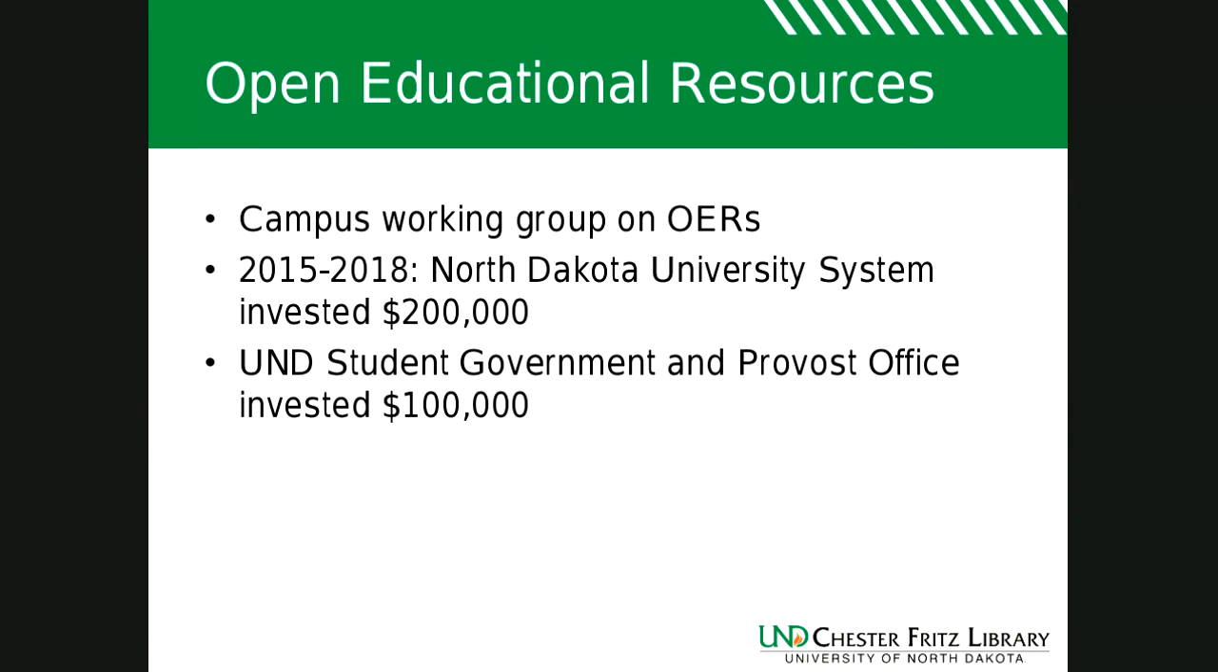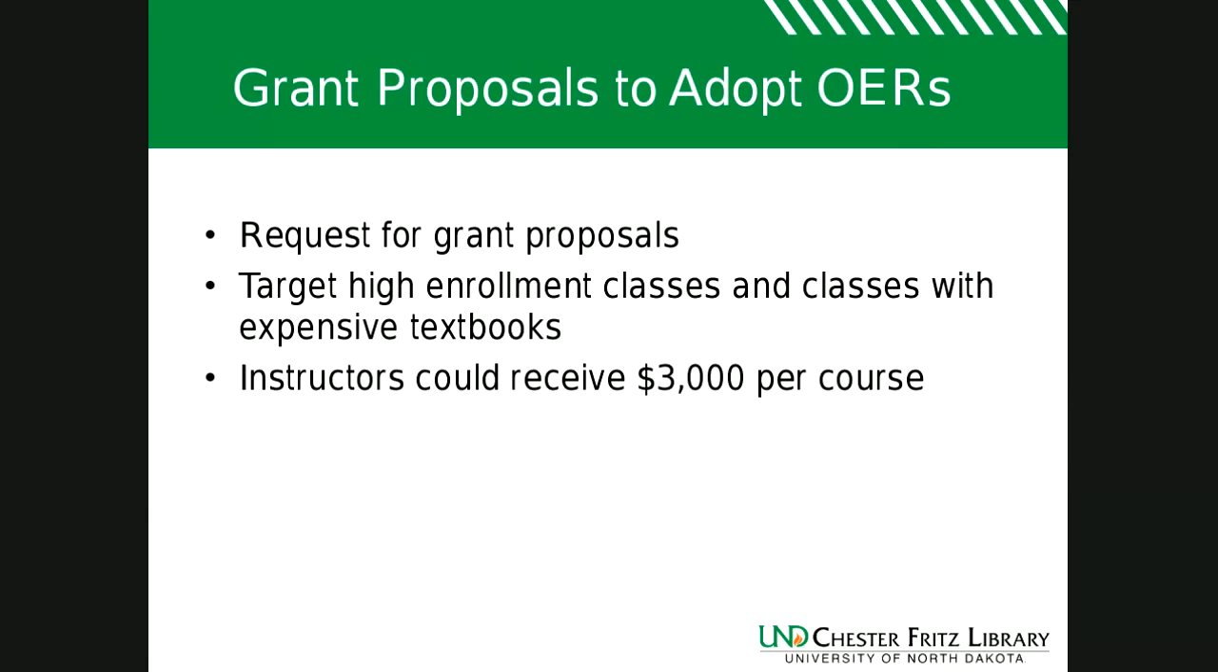Also, the UND student government and the provost office invested $100,000 specifically for UND instructions. So the funding went to a request for grant proposals, which the working group here at UND requested from instructors. So we targeted high enrollment classes, and classes with expensive textbooks got priority for the funding. And if instructors applied for these grants, they could receive $3,000 per course to adopt their course with an open textbook or open materials, as well as to adjust their lecture plans for that course.